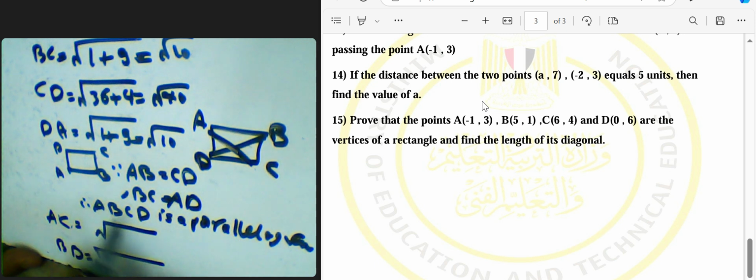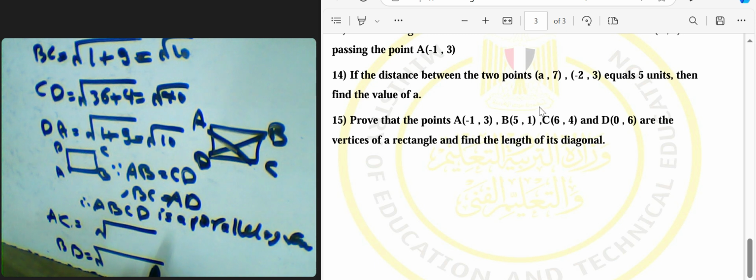AC, where look at here by mouse here, A and C. 6 minus minus 1, it will be 6 plus 1, 7. 7 power 2, it will be 49. And here 4 minus 3, it will be 1. 1 power 2, it will be 1. Then the result will be root 50.